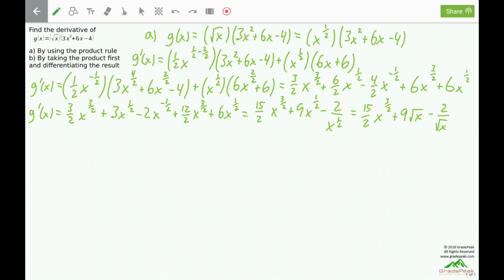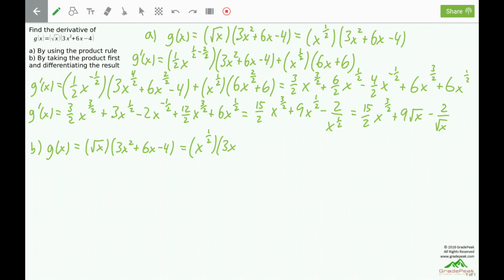Now for part B, we're going to find the derivative by taking the product first. I have the product of two expressions. First, square root of x. Second, 3x squared plus 6x minus 4. I'm going to rewrite the square root of x to the first power as x to the 1 half.